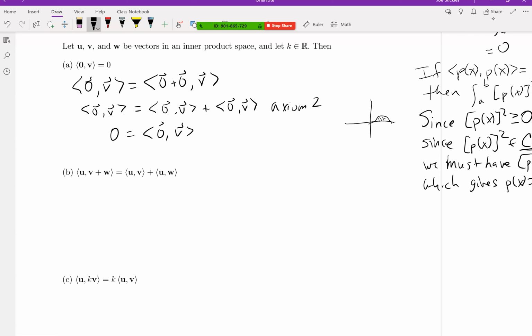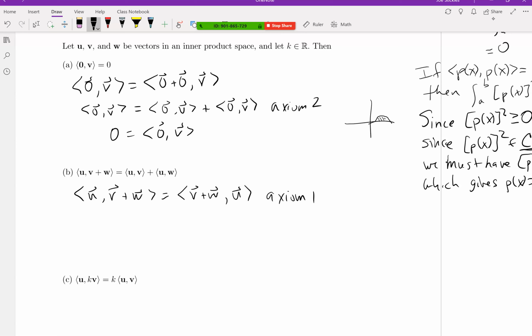The second one here looks like the second axiom just reversed. So not really a huge surprise why this one has to be true. We'll go through it real quick, and then I'm not going to bother going through the third one because it's the same type of proof. The reason this one works is because we have axiom 2, but we also have axiom 1. The first thing we can do is flip the vectors around.